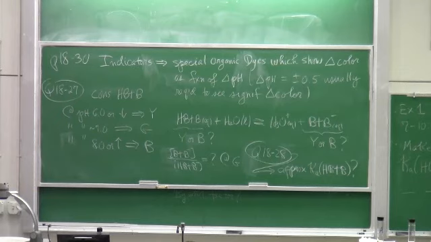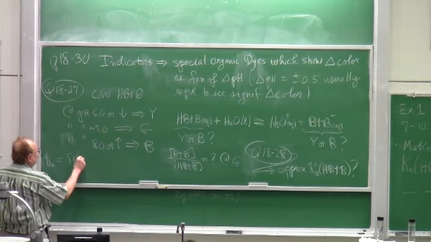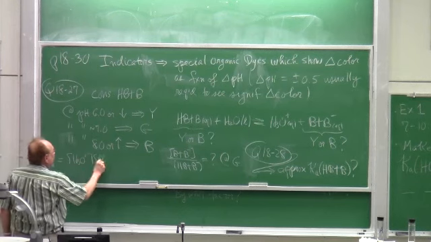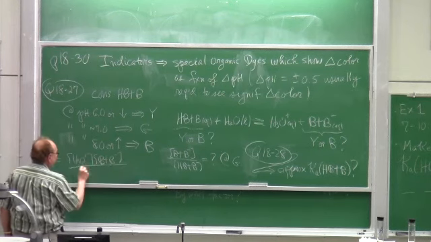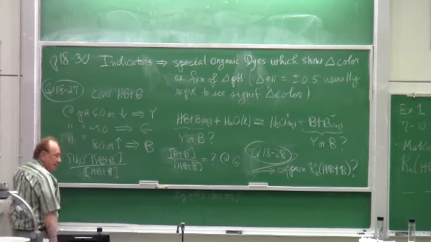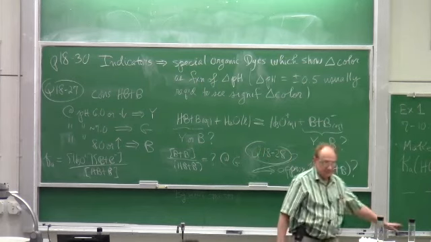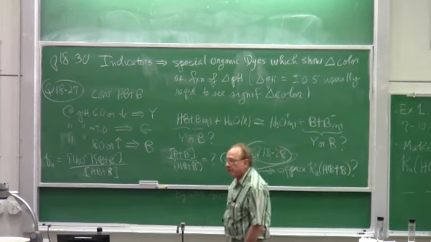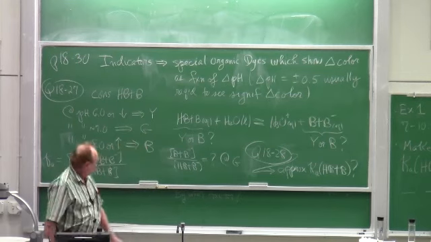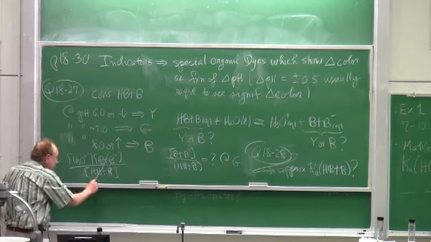Now, for those of you who are not seeing this, take note. For HBTB, there's the Ka expression. Nothing fancy about that. And when with this indicator we observe green, how does the molarity of this compare to the molarity of this? They're equal. Bingo!